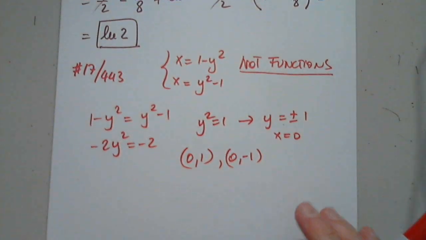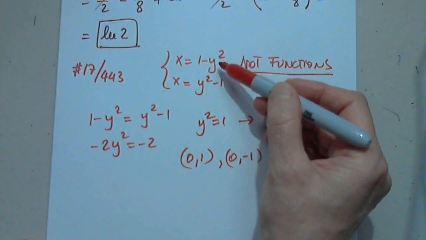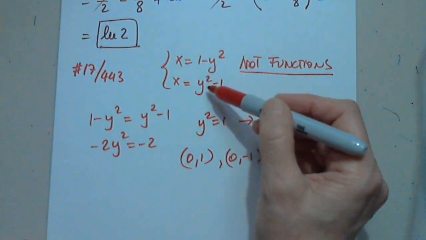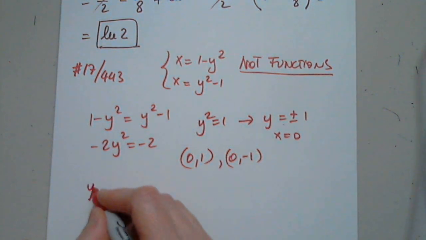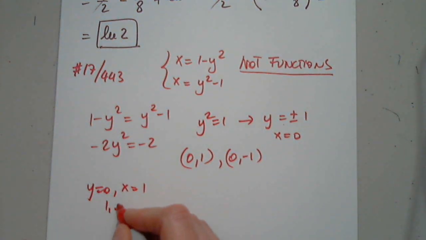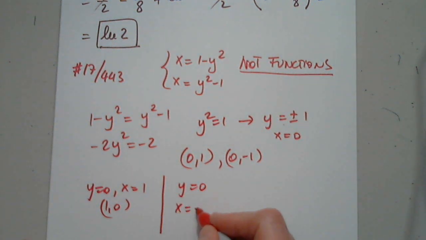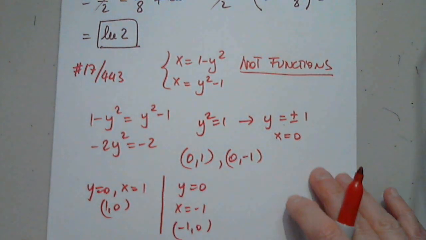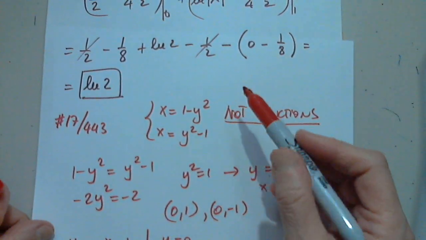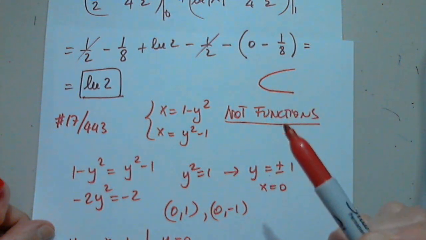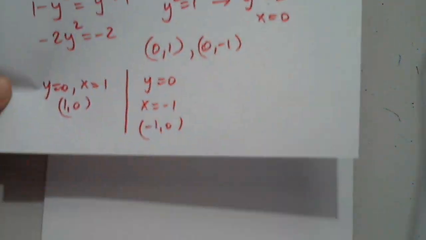functions. Okay, so what happens now when y is 0? When y is 0, x is 1. When y is 0, x is negative 1. So for the first curve, when y is 0, we have x equals 1, so (1, 0). And for the second curve, when y is 0, x is negative 1, so (-1, 0). We know that these are parabolas, conic sections, either opening to the right or opening to the left, depending on the leading coefficient, of course.